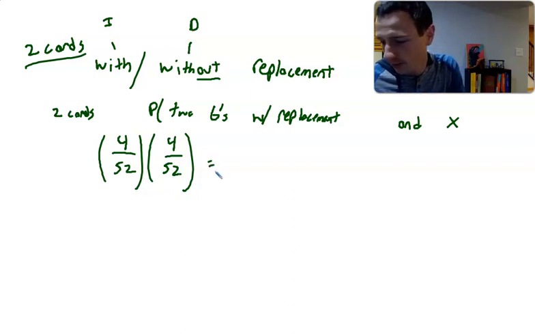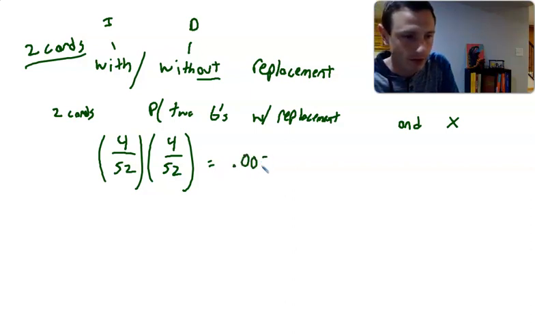So here we're going to have 4 out of 52 times 4 out of 52, which is going to be 0.0059.